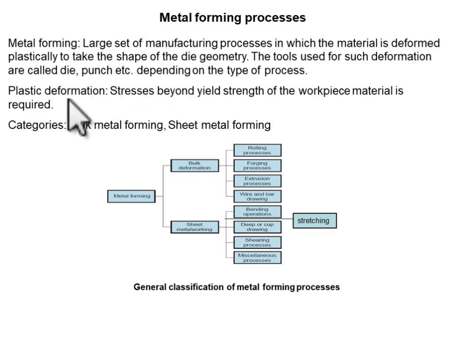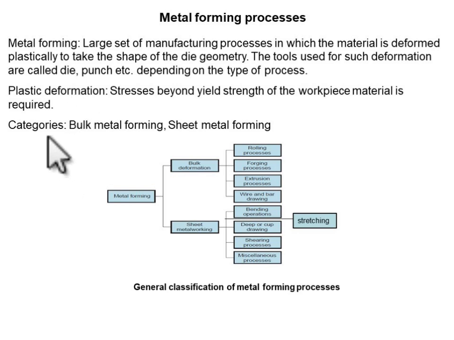Now, we will understand what plastic deformation is, and how we came to know about the plastic region and elastic region, in the next slide. First of all, this is the plastic deformation which we use in the metal forming process. Stress beyond the yield strength of the workpiece material is required for this plastic deformation. What plastic deformation and elastic deformation are, I'll discuss in the next slide.